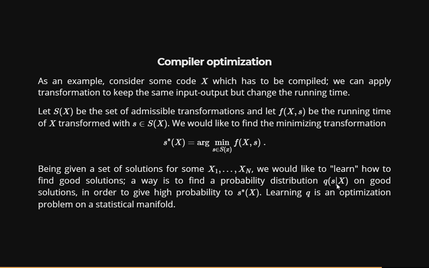You would like to learn how to find good solutions. There are many approaches. One approach is to define a probability distribution q(s | x) on good solutions, which gives high probability to the best solution. Learning q, so being able to reproduce q knowing just the solutions for x1, ..., xn, so the expected values, is an optimization problem on a statistical manifold. So it is this kind of problem.